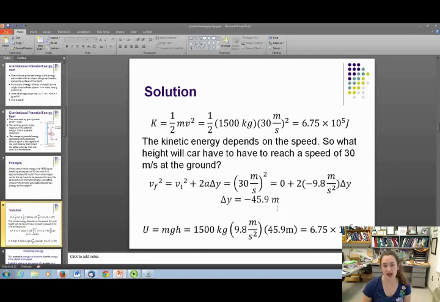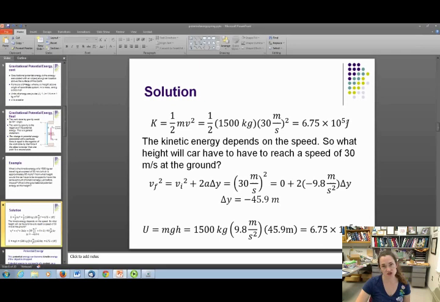Now, if I take that height, 45.9 meters, and plug it into our formula for potential energy, U is equal to mgh, or mgy, then you get 1,500 kilograms times 9.8 meters per second squared times 45.9 meters. You get 6.75 times 10 to the 5th joules. I want to point out that that's the same number that we got for the kinetic energy of the car traveling at 30 meters per second. That's not an accident, okay? It's actually an example of the law of conservation of energy.